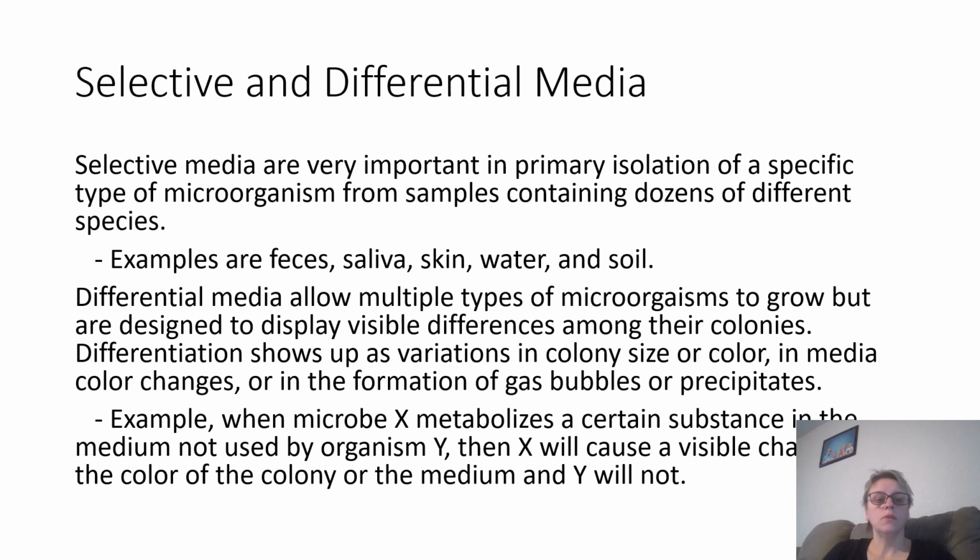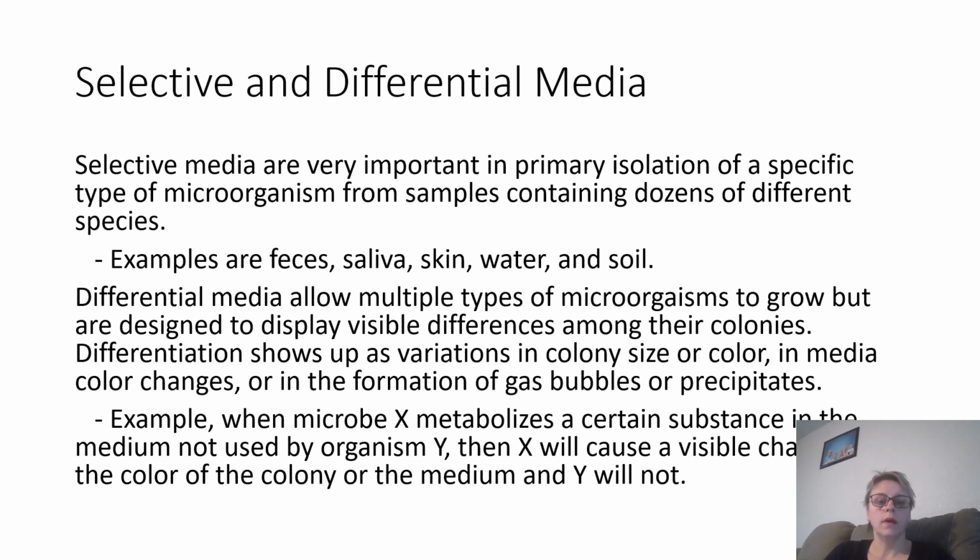Selective and differential media. Selective media are very important in primary isolation of a specific type of microorganism from samples containing dozens of different species. Samples are feces, saliva, skin, water, and soil.